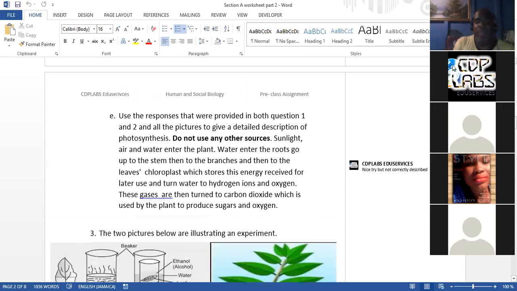Use the responses that were provided in questions 1 and 2 and all the pictures to give a detailed description of photosynthesis. Do not use any other sources. Sunlight and air and water enter the plant. Water enters the roots, goes up to the stem, then to the branches, then to the leaves. And chloroplast, which stores energy, receives it for later use. You see what I tell you guys? Draw a diagram, a little picture, and annotate so you can put together your sentences properly.